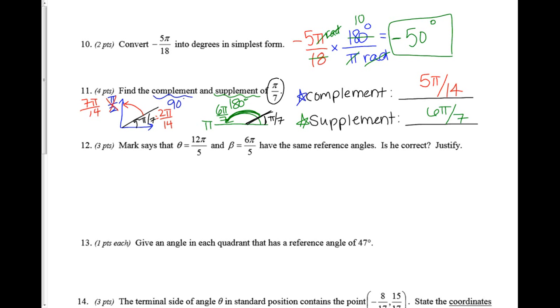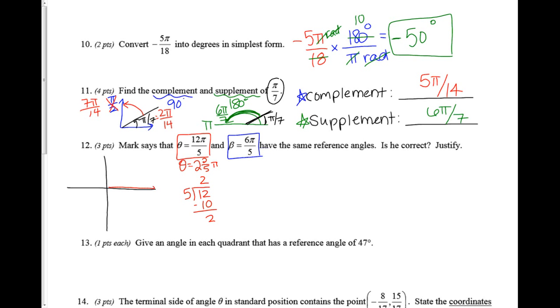Okay, on number 12, Mark says that theta, which is 12 pi over 5, and beta, which is 6 pi over 5, have the same reference angles. Is he correct? Justify. It helps me to visualize these. So I make a little axis there, and I'm going to think, what is theta? I don't like to think of these big amounts in terms of improper fractions. I'd rather think of it as a mixed number. Well, 12/5 is 2 2/5 of a pi.